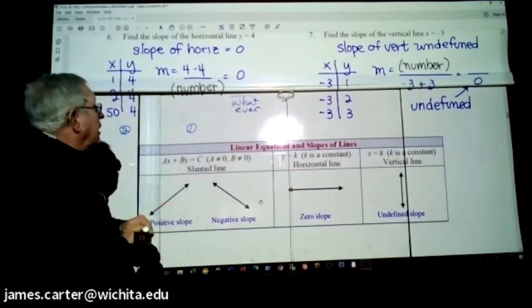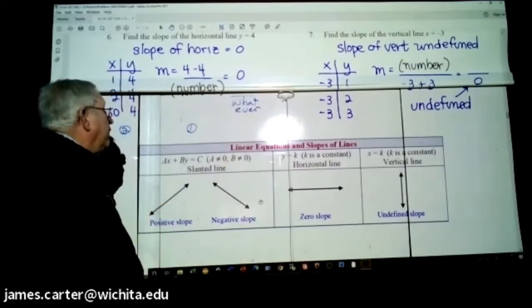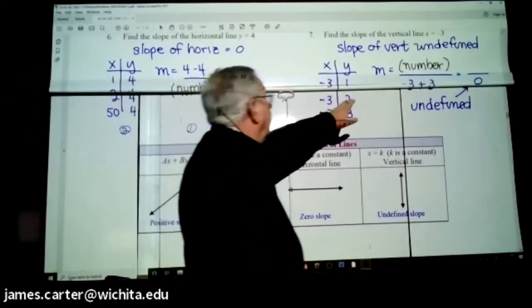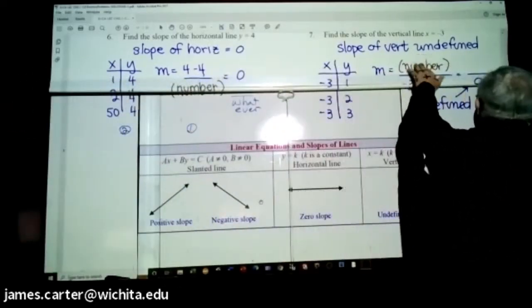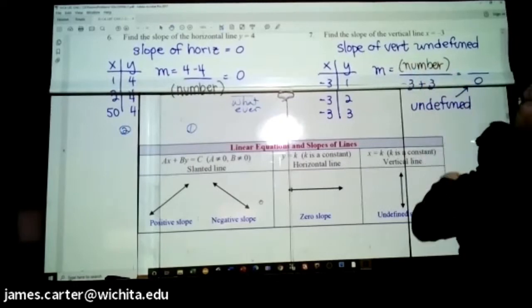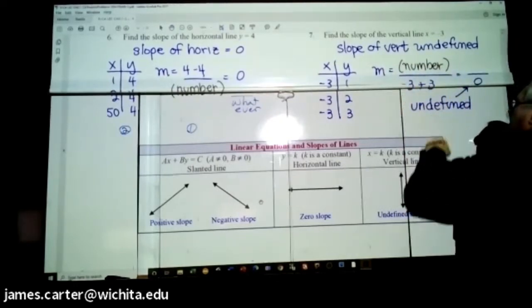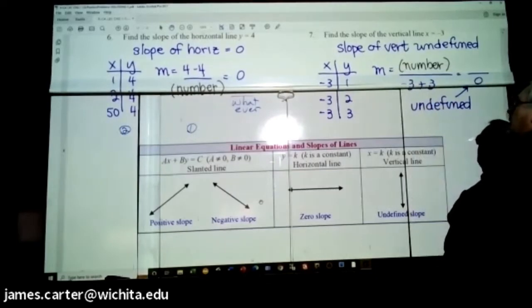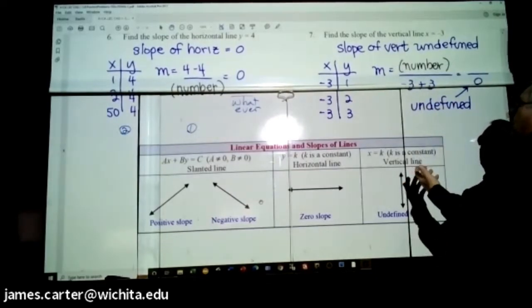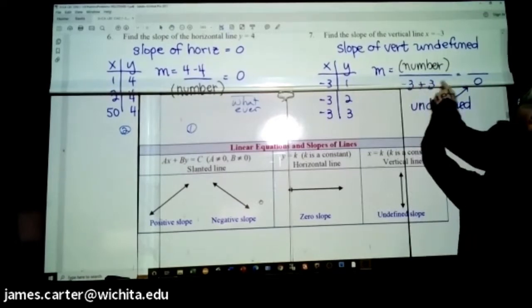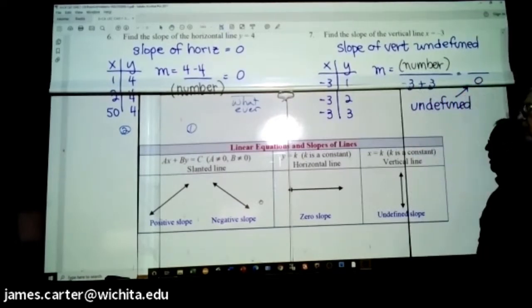I guess that sounds kind of teenagerish. Whatever. Okay, in the case of a vertical line, doesn't really matter what the x values are, because when you subtract the y values, which are always 3, you're going to get a 0 in the denominator, which is undefined.